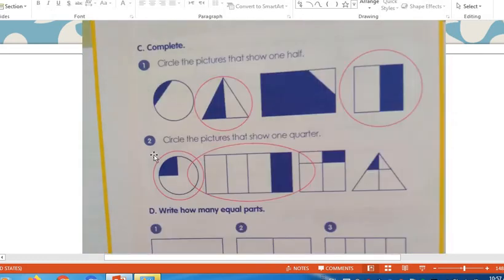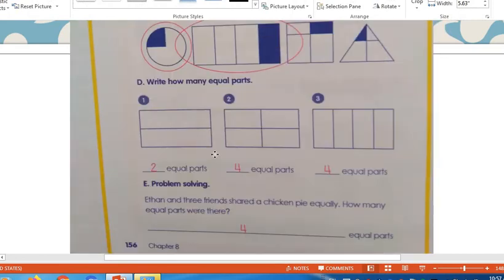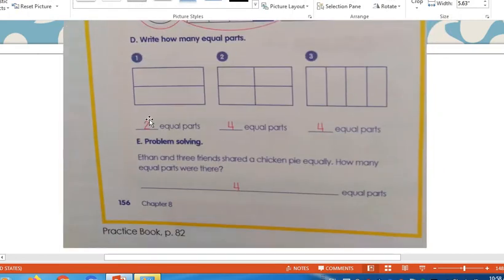Okay, here I have circled the pictures that show 1 half. The same, this is half, this is not half. As you see here, it's not equal, they are not equal parts here. And 1 out of 4, yes, this one, and this quarter, yes, and this is not. Okay, the same. The problem solving here: write how many equal parts? 1 2, 1 2 3 4, the same.